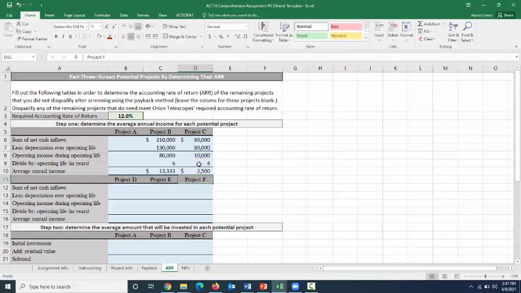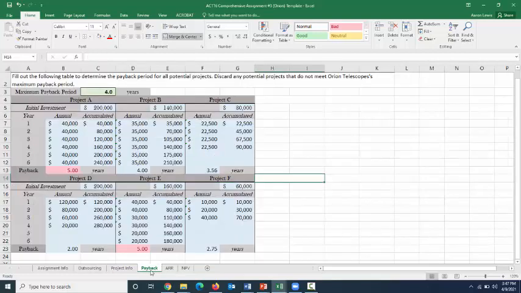That means on average, project C is going to provide us an increase to our average annual operating income of $2,500 per year. Next up, we have project D, which also passed the payback test. So we need to do ARR for project D.